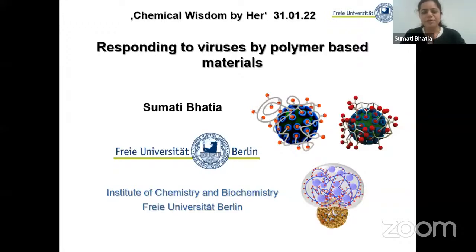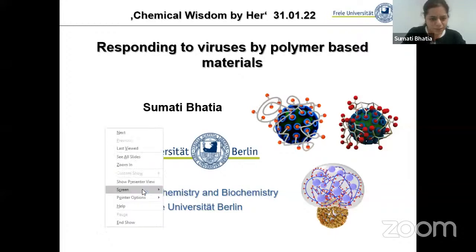So for the past few years, I have been working to meet the challenge of viruses, and I was developing some polymer-based materials to respond to viral infections. As you can see on the right-hand side of my slide, this green or golden color ball, you can consider as virus particles. And you see that there are different kinds of polymer-based materials which are entangling or entrapping these virus particles.